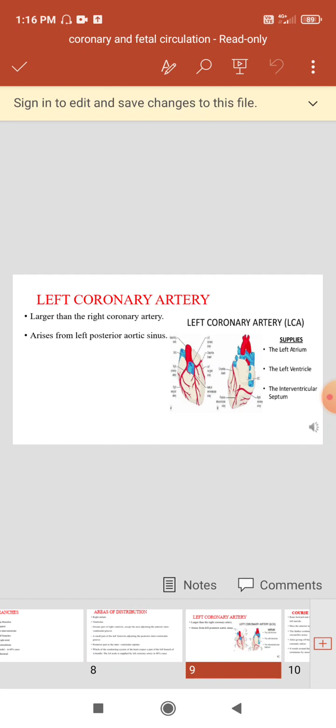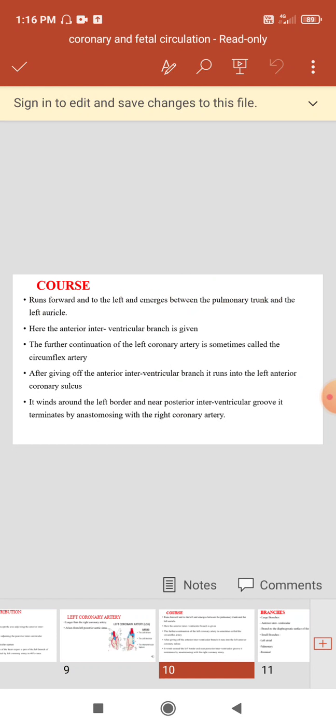Next, the left coronary artery. It is larger than the right coronary artery and arises from the left posterior aortic sinus. About its course, it runs forward and to the left and emerges between the pulmonary trunk and the left auricle. Here the anterior interventricular branch is given. The further continuation of the left coronary artery is sometimes called the circumflex artery. After giving off the anterior interventricular branch, it runs into the left anterior coronary sulcus, winds around the left border, and near the posterior interventricular groove it terminates by anastomosing with the right coronary artery.